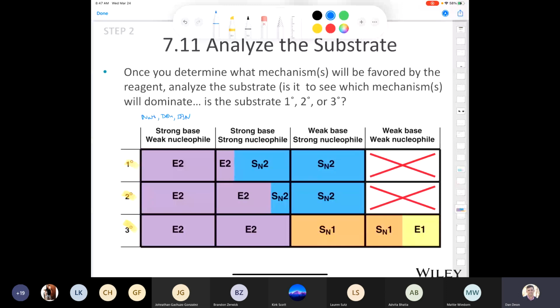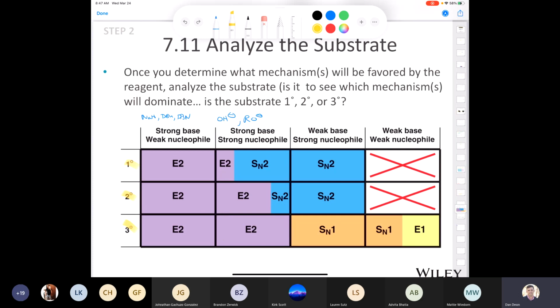If we have a strong base that's a strong nucleophile, what were those? Those were things like hydroxide or an alkoxide, like methoxide, ethoxide. Well, those are really strong bases. They're really strong nucleophiles. If you have a primary substrate, the carbon is not very hindered, and so substitution is going to predominate. But once you get to a secondary, it gets more hindered, so elimination will predominate. And then once you get to tertiary, you're going to get no substitution, only elimination.